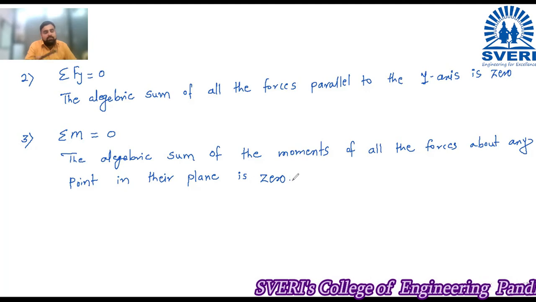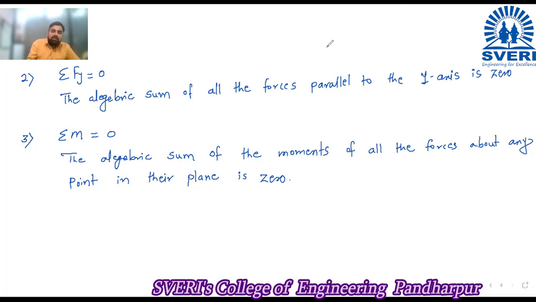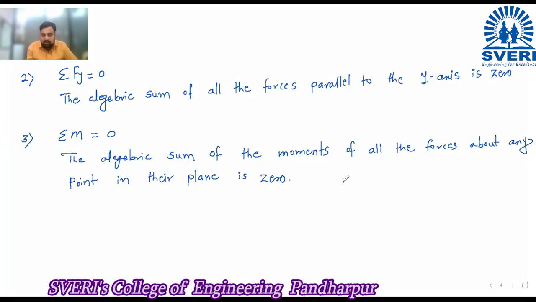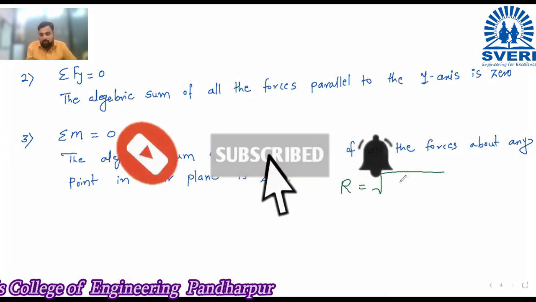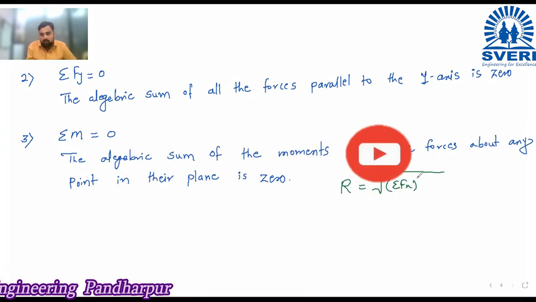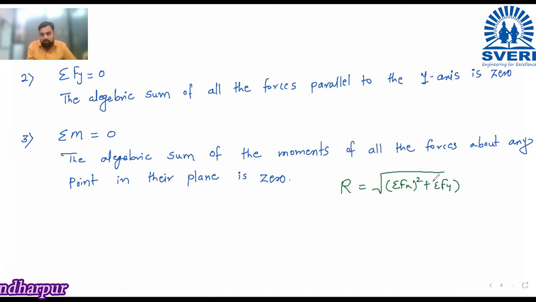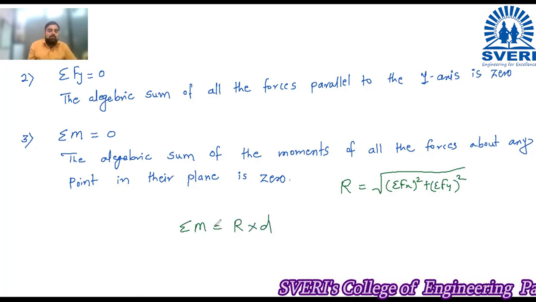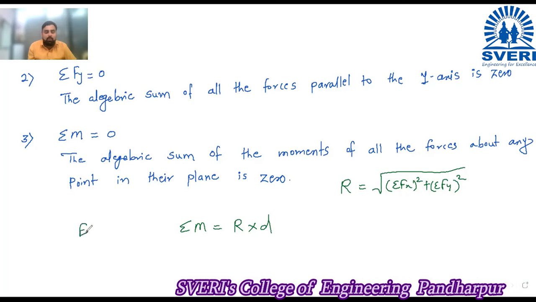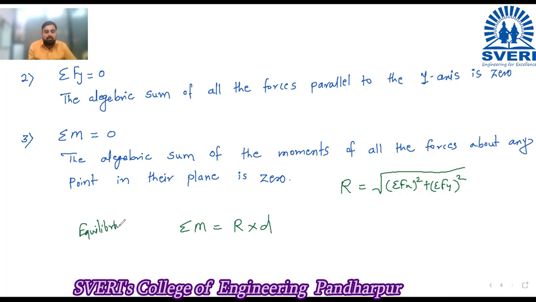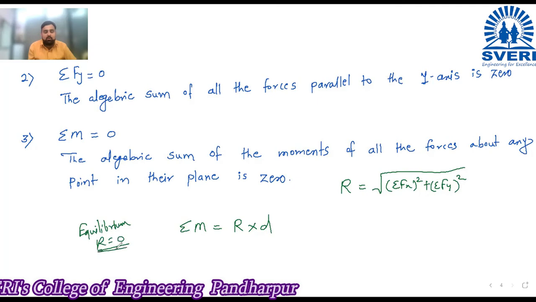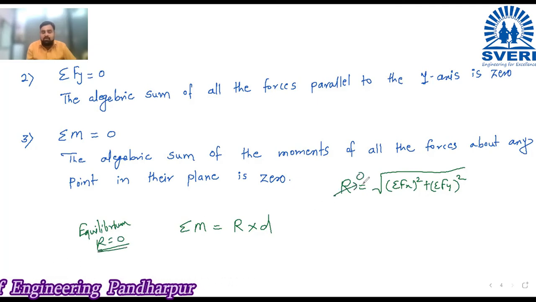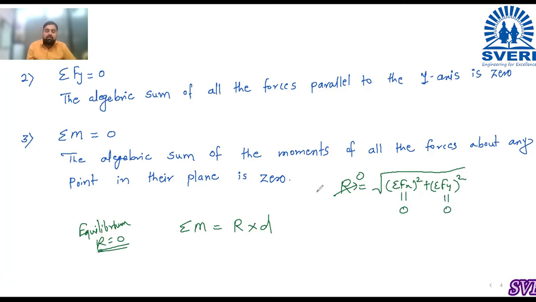Are you getting my point? This is because the resultant is 0. Everything is dependent. I will tell you once again. See, my formula is R is equal to under root of summation Fx square plus summation Fy square. This is one of my formulas. For this word equilibrium, your resultant must be 0. R is 0. So if I want R to be 0, my summation Fx must be 0 and my summation Fy must be 0. Then and only then R will become 0.